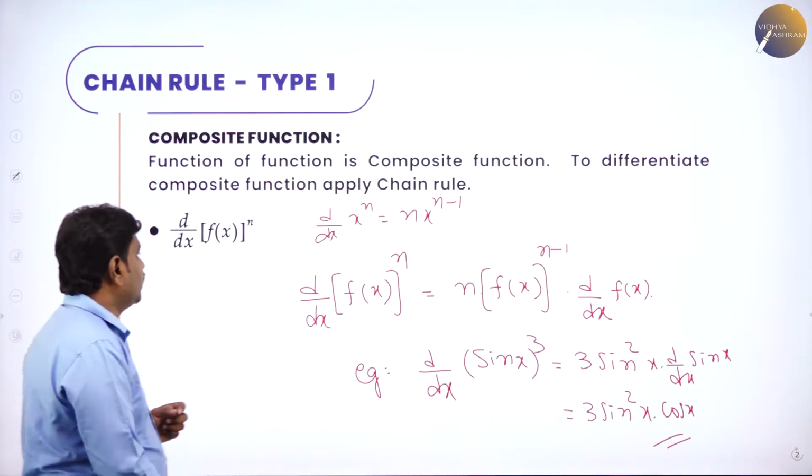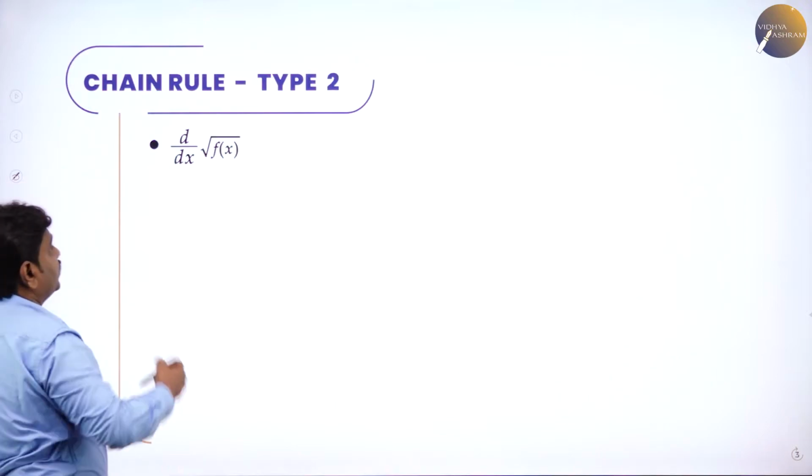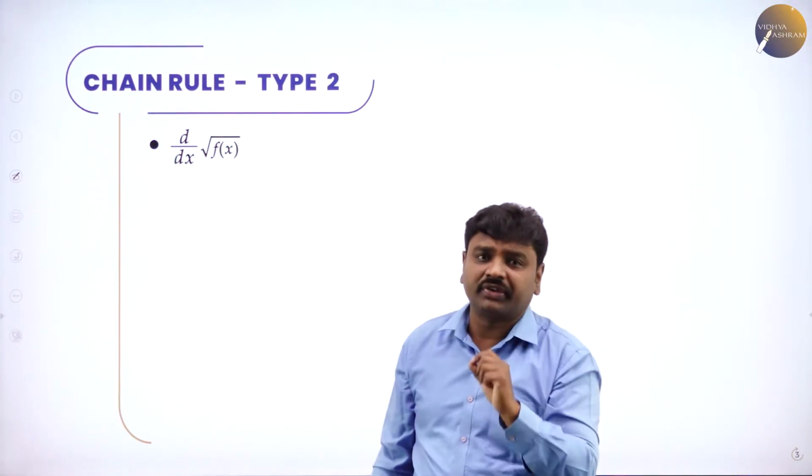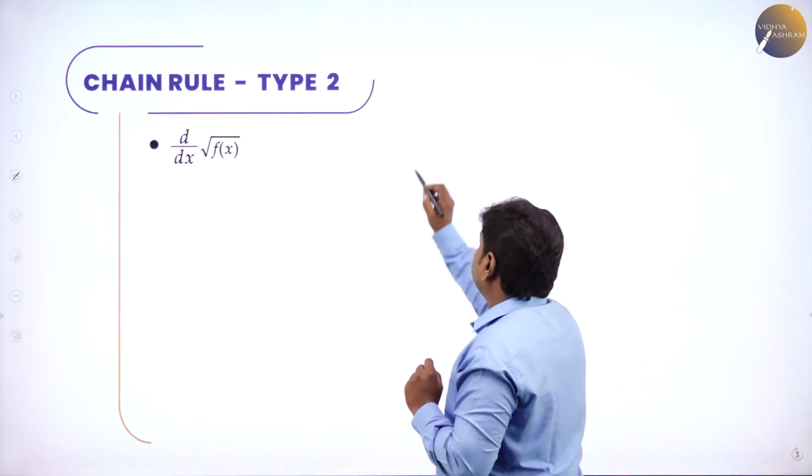So now we are done with type 1. Now we'll go to the next one: d by dx of root f of x. First, answer my question.